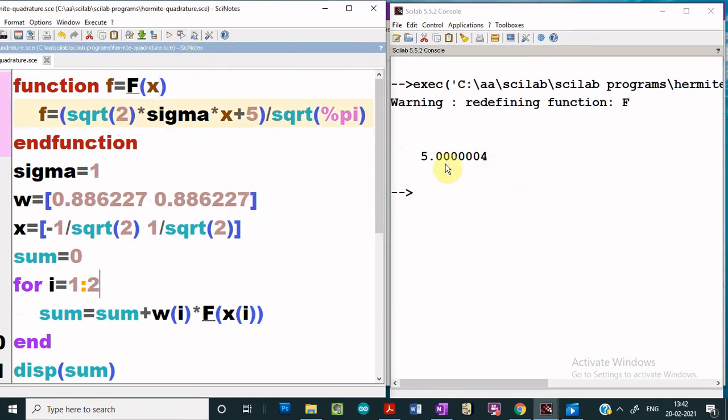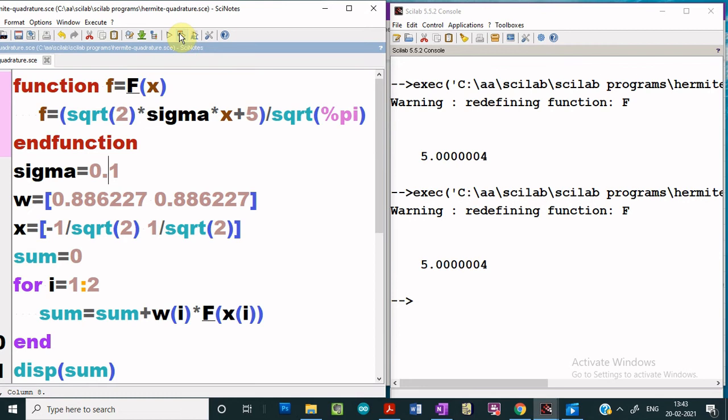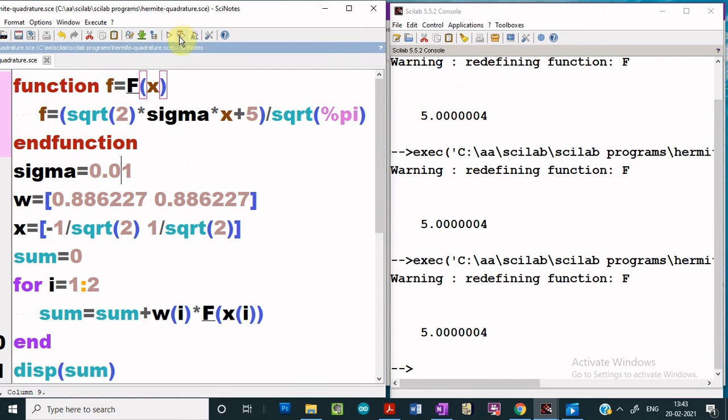So we see that we are getting the value 5. The exact value for this particular integral is 5, so we are getting a result quite close to the exact result. Now let us try to run the program with a different value of sigma. I change sigma to 0.1 and again run the program. I'm getting the same result. If I change it to 0.01 and execute it, I'm getting the same result. So we see how the Hermite quadrature method can be used with the 2-point formula.